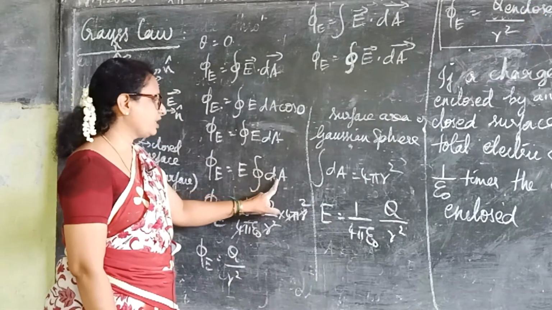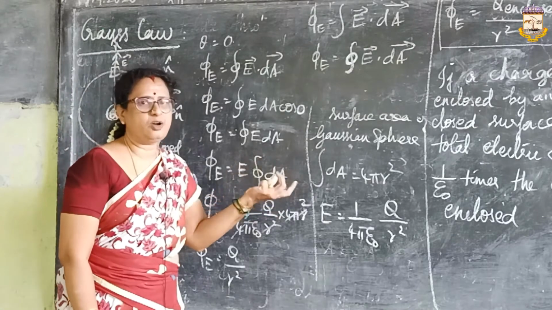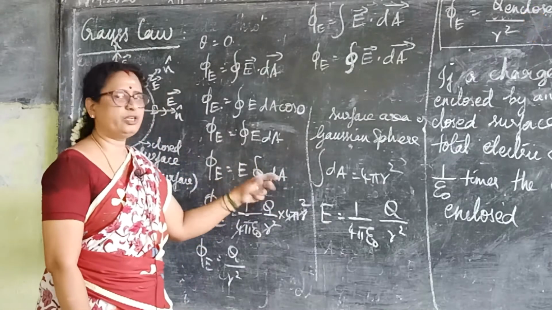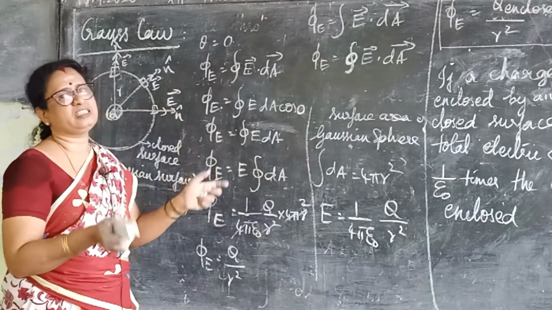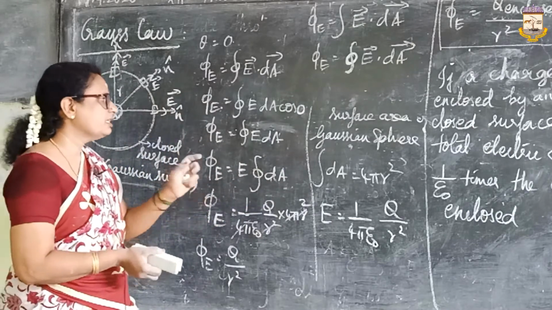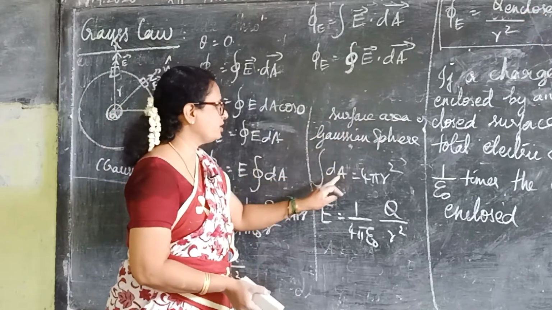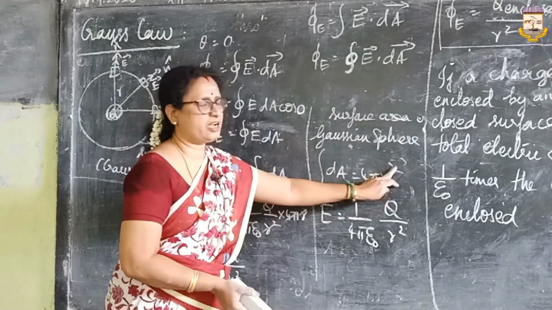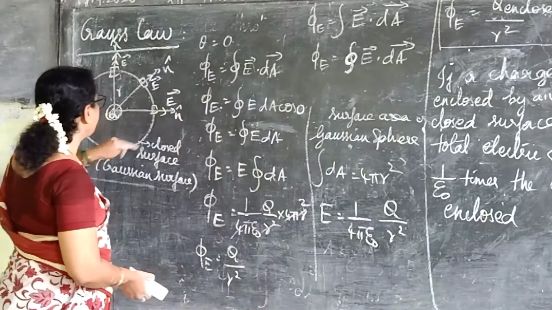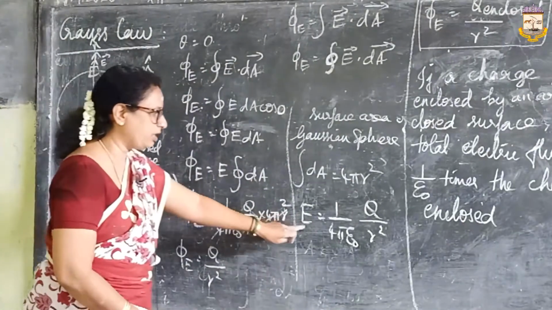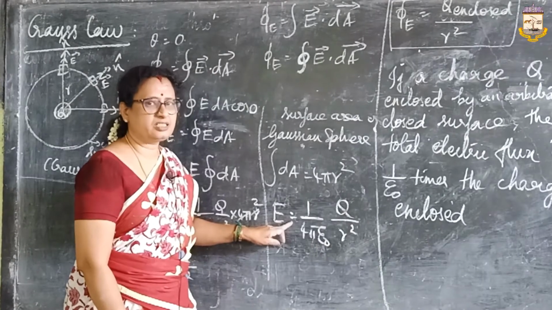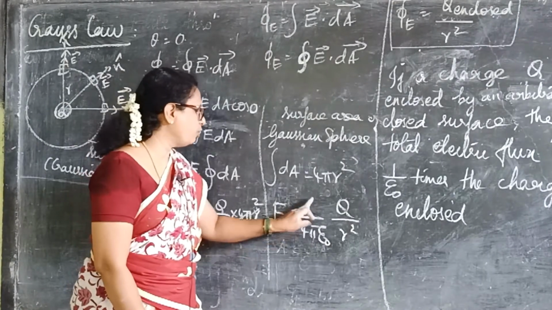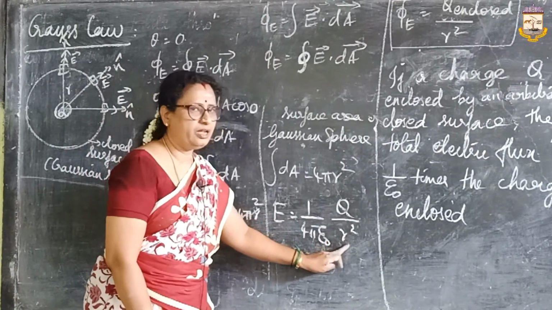What does this closed integral dA represent? It represents the whole area. If you integrate dA, you will have A. A is nothing but the whole surface area of the imaginary Gaussian sphere. The surface area of the Gaussian sphere, integral dA, is 4 pi r square, and at any point the electric field is given by the formula which we have already derived. The electric field at a distance r from the point charge is E equal to 1 by 4 pi epsilon naught, q by r square.